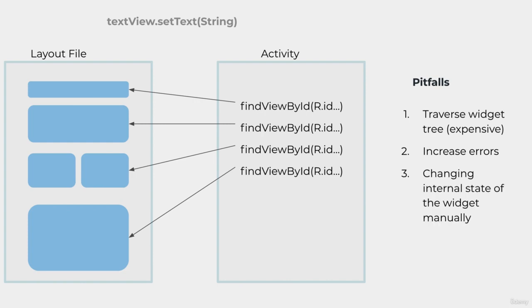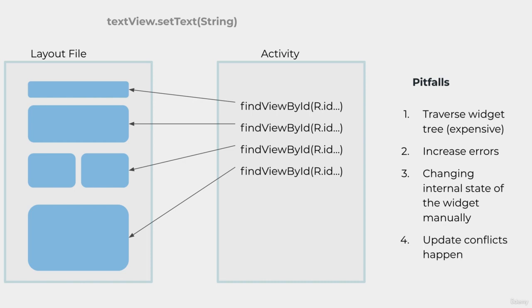And also, as I said, you are directly changing the state of the widget manually. When you say textView.setText, you are directly going and changing the state of that TextView, which is not a great thing, because it pollutes your whole state management of your app and you wind up with a lot of issues and potentially a lot of problems. So this is the imperative approach.